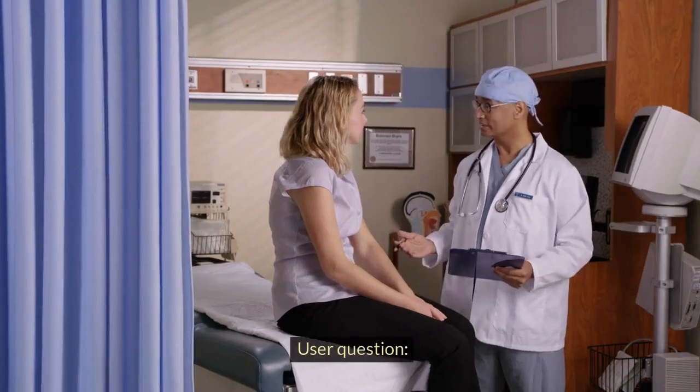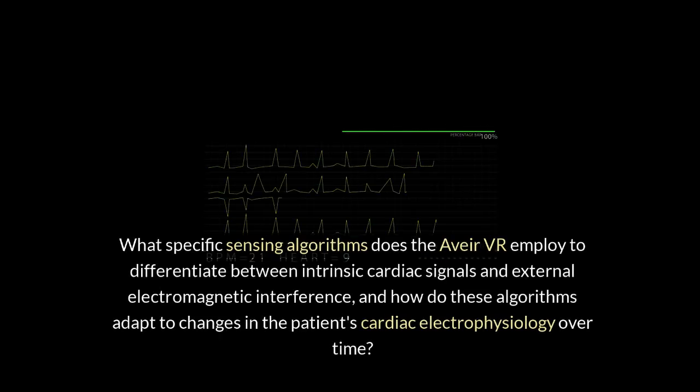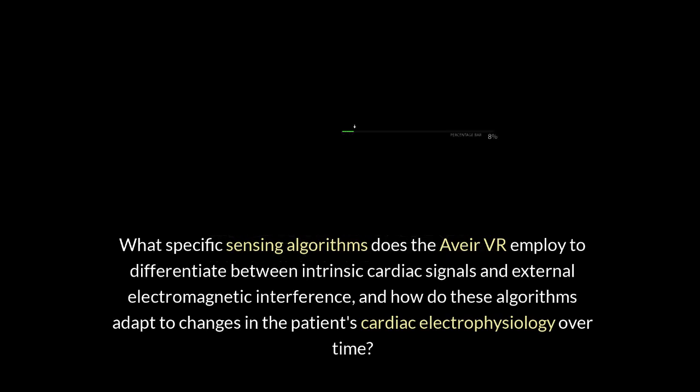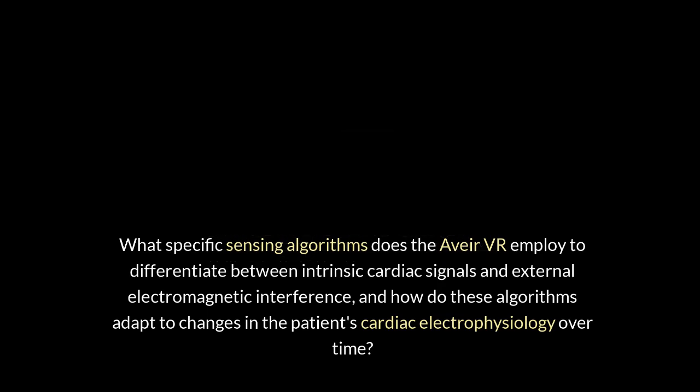www.abcpharma.net/English. User question: What specific sensing algorithms does the Aveir VR employ to differentiate between intrinsic cardiac signals and external electromagnetic interference? And how do these algorithms adapt to changes in the patient's cardiac electrophysiology over time?